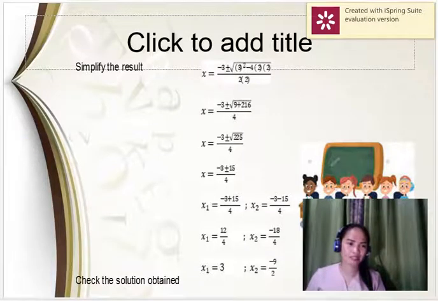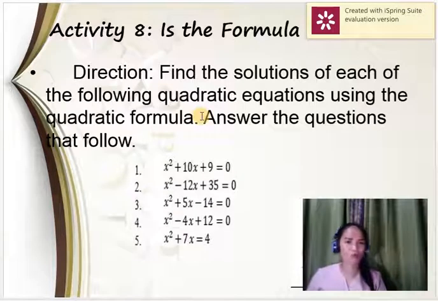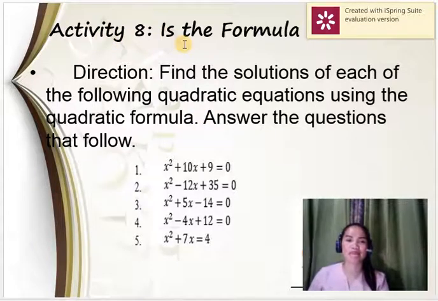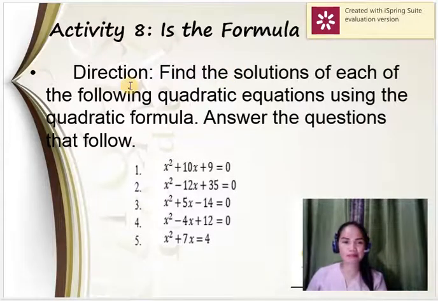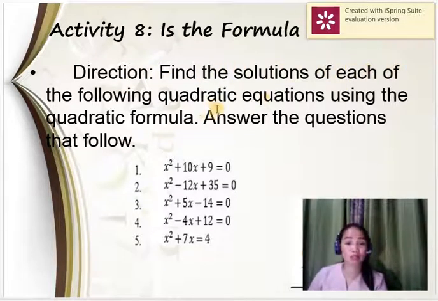Okay. So after that, you do this activity. Activity 8: Is the formula effective? Direction: Find the solution of each of the following quadratic equations using the formula we have discussed. Answer the questions that follow.